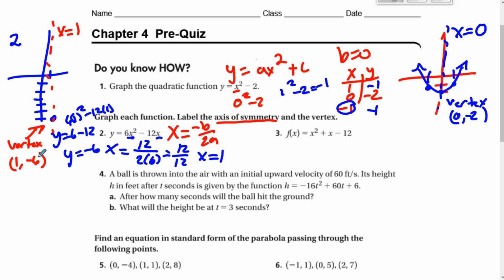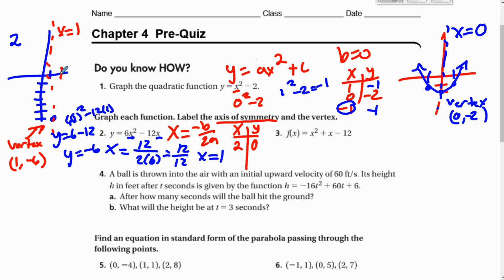Now I just have to plug in a point to the right and to the left. An easy one is just to plug in 1 to the right. So at 2, I'm going to plug in 2 into my equation and see what I get, and I can make a table. When I plug in 2, I square that, I get 4. 4 times 6 is 24. And then minus 12 times 2 is -24. So I get 24 minus 24, and that is 0, which is really nice, right?